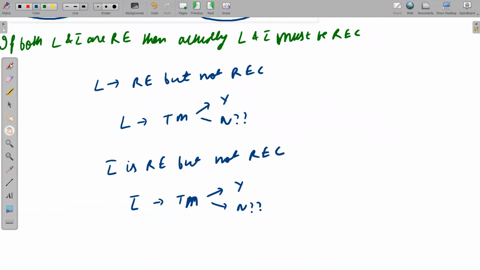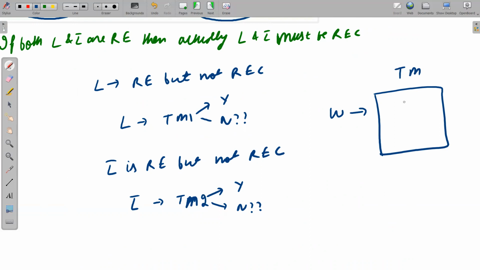Now I will say I have constructed a Turing machine. See, I am giving W to this big Turing machine. Let me label them as Turing machine 1 and Turing machine 2. Now this Turing machine will internally call Turing machine 1 and Turing machine 2. So now W will be given to both these machines. If Turing machine 1 says yes, then your actual Turing machine will say yes. If Turing machine 2 says yes, your actual Turing machine will say no.